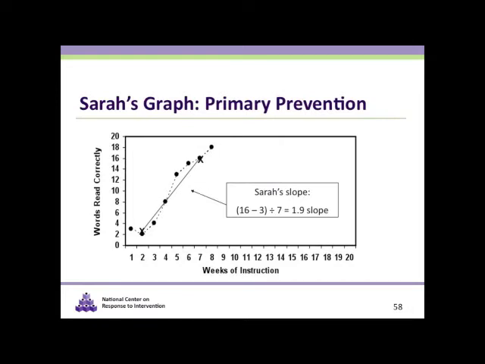Sarah's slope is 16 minus 3 divided by 7, or 1.9. Her slope is above the first grade cutoff of 1.8 for adequate growth in general education. Sarah is benefiting from the instruction provided in primary prevention, and she does not need secondary prevention at this time.